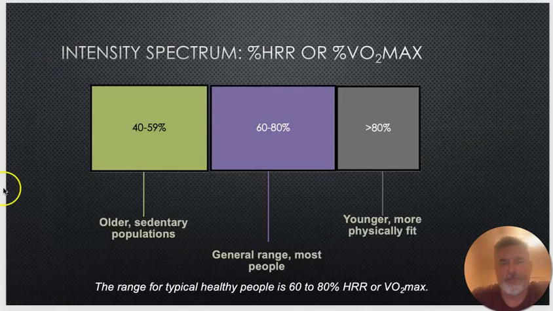Well, here's a little summary. So the intensity spectrum for heart rate reserve or VO2 max. In general, for most people, the recommendation is going to be 60 to 80%. Now, I'm going to show you a slide in a little bit that's going to show you health related. It's a little bit different. And so for older sedentary population, you have 40 to 59% as the general recommendation. So this recommendation is one to remember. And then for younger, more fit, physically active individuals, it's 80% or above when using heart rate reserve or VO2 max.